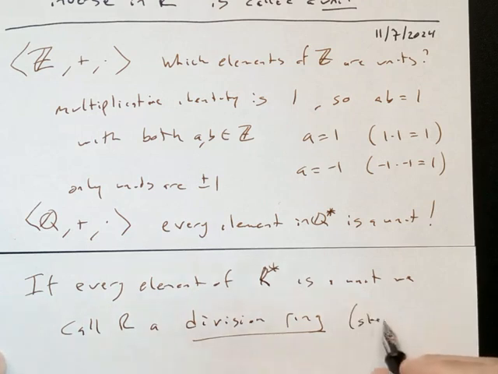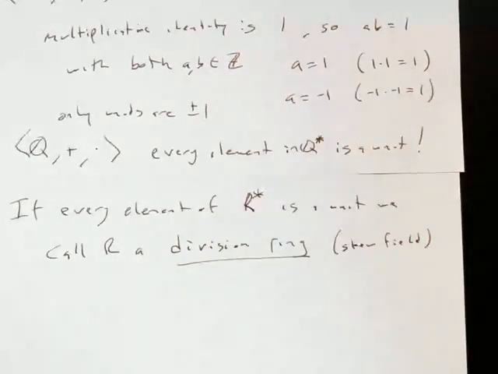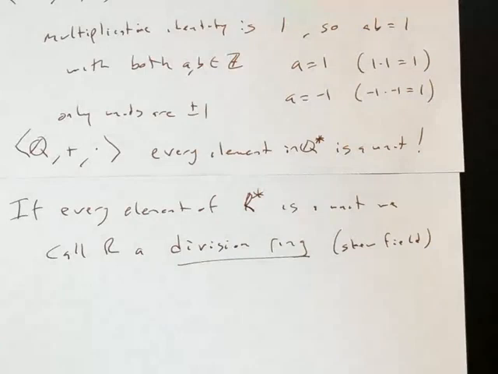Sometimes you'll hear the phrase skew field. I don't like that one as much, but it's mentioned in the book in passing. I want to make sure you hear the term, even if I'm not going to use it. The integers are a ring that is not a division ring, because not every element has a multiplicative inverse.